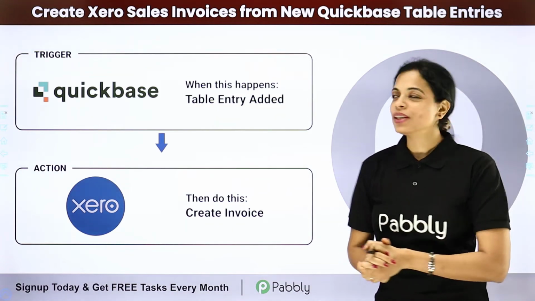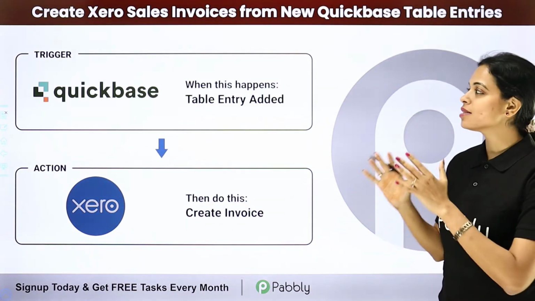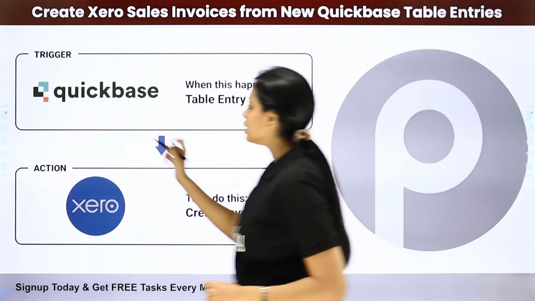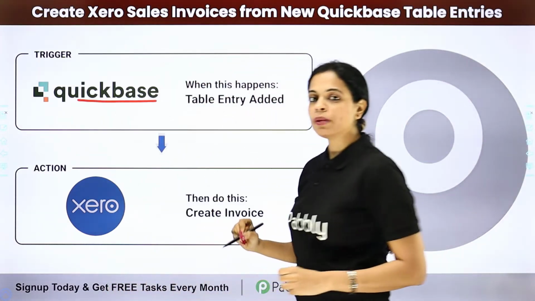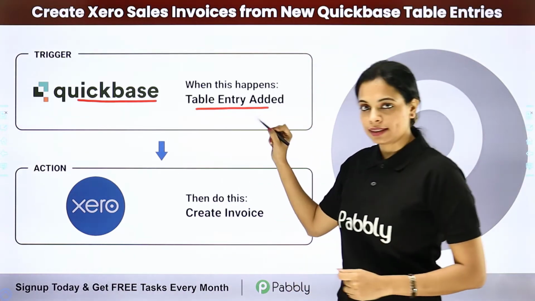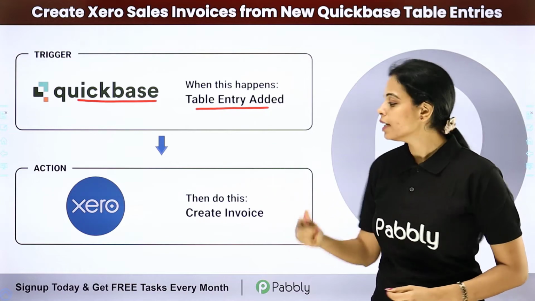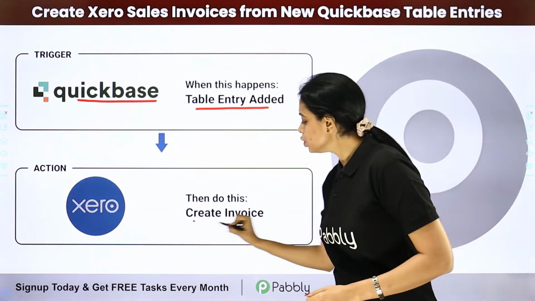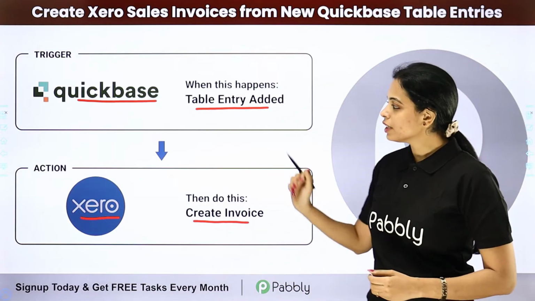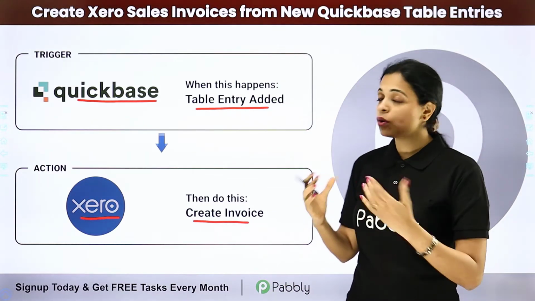In this video, we are going to see how to create Xero sales invoices from new QuickBase table entries. So let's say that you're using QuickBase as an application development platform where every time a table entry is added, so this webhook is configured, then automatically an invoice should be created in Xero, which is an accounting software. Now this is definitely going to make your work a lot easier, and how can you do that?